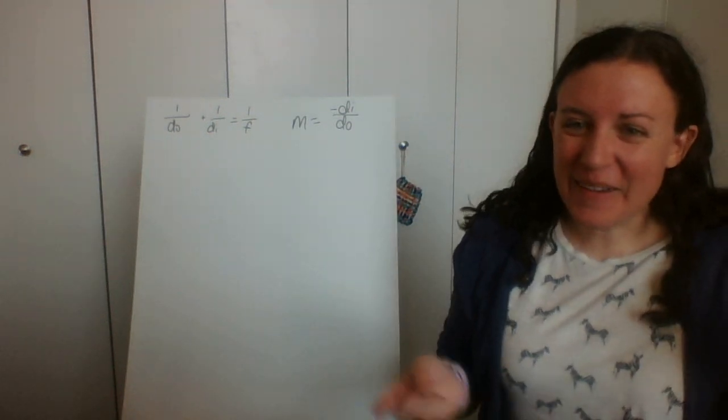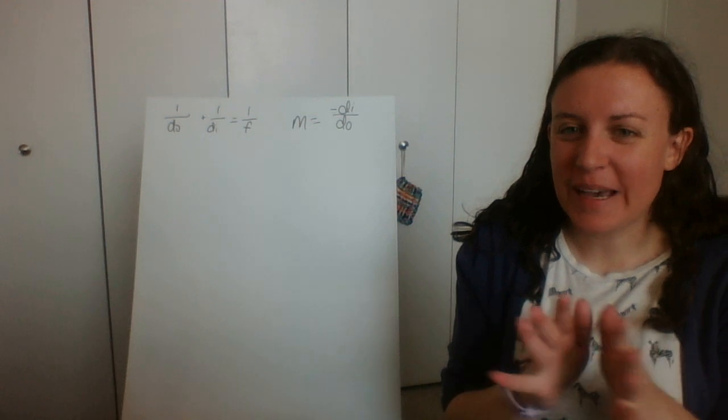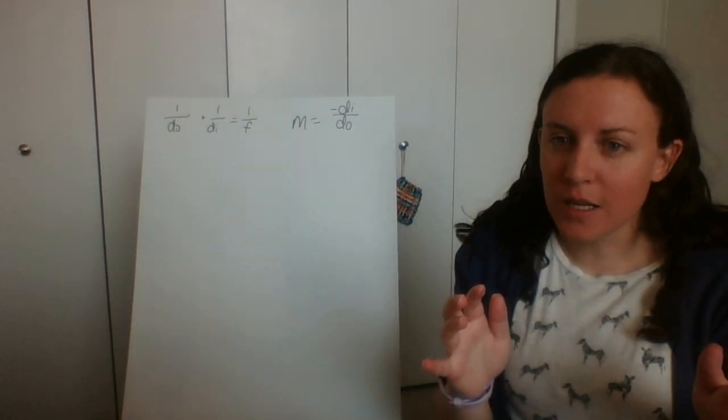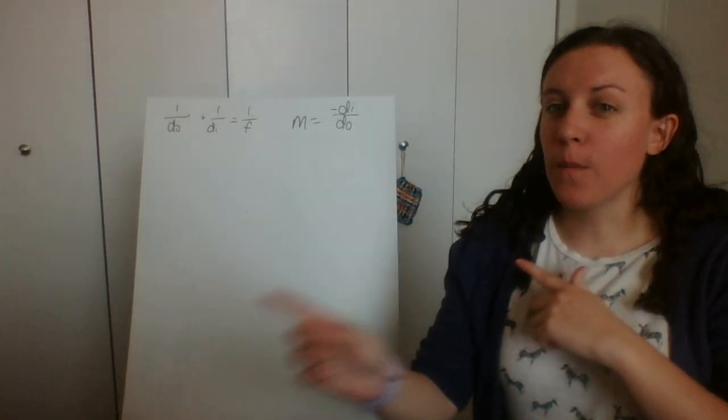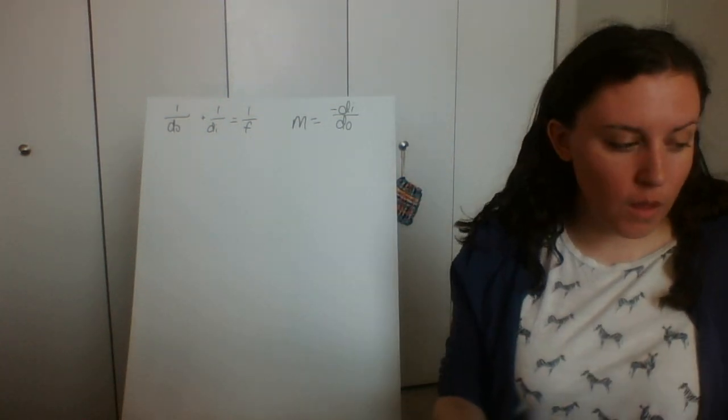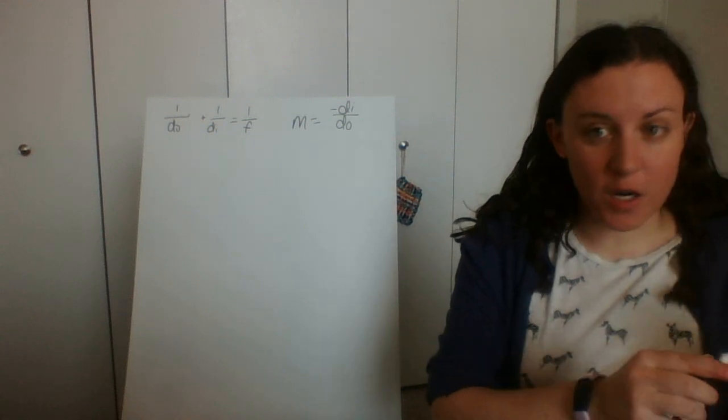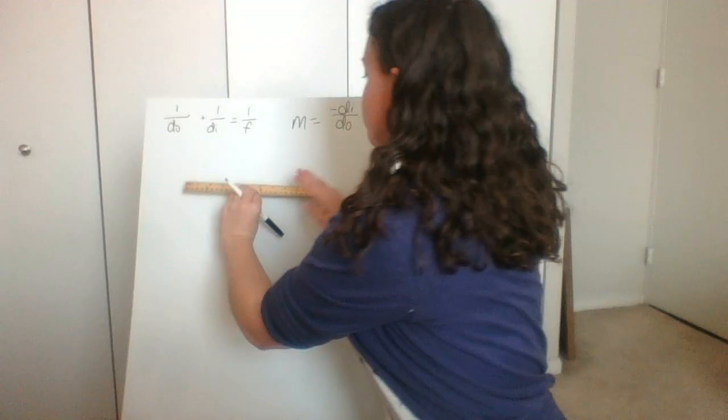Anyway, our last lens drawing. This one is probably the most tricky. So I want to make sure that you are paying attention to what I'm doing, when I'm doing it, and how I'm doing it. First, we're going to draw our principal axis.